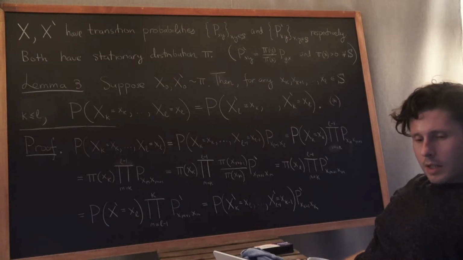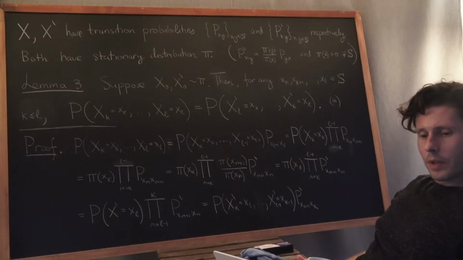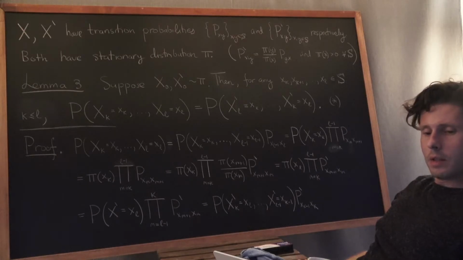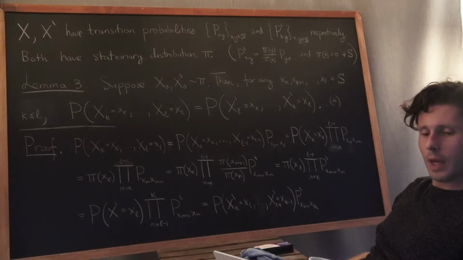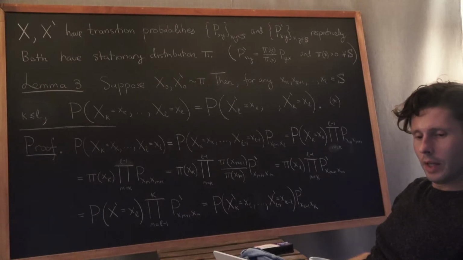So the left-hand side is easy. It's just saying, here's the event: a trip that the Markov chain x took, starting at time k, ending up at time l, going through this path.